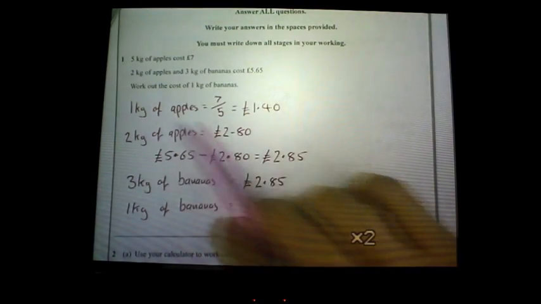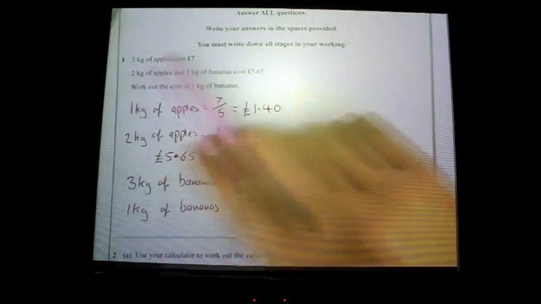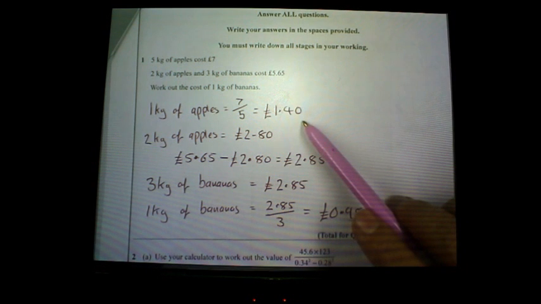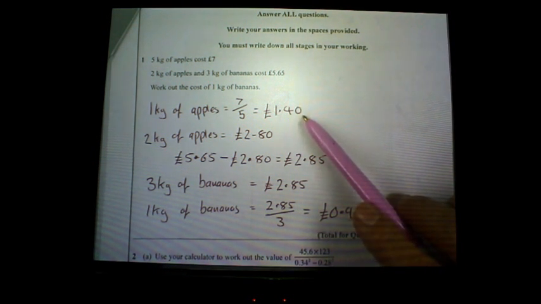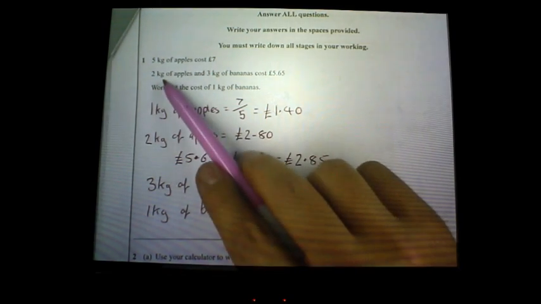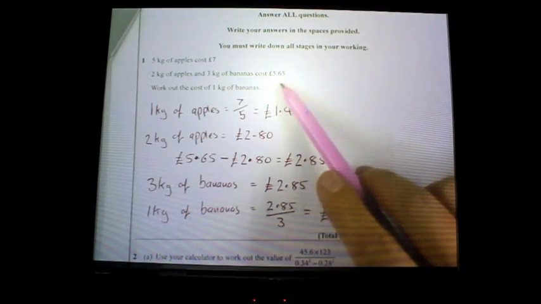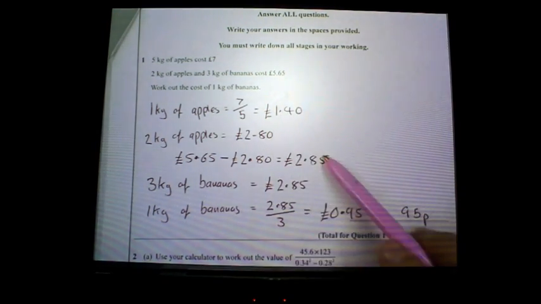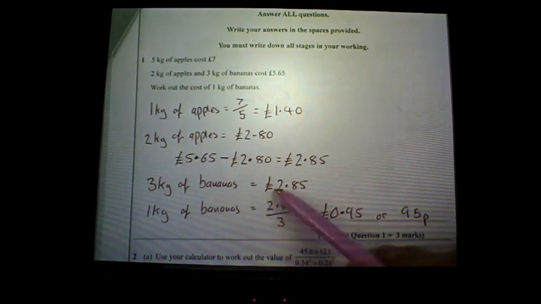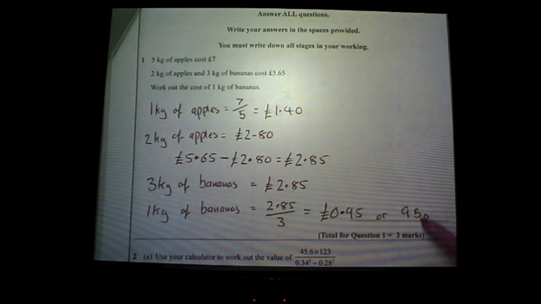First of all, work out the cost of 1 kilogram of apples, so £7 divided by 5, because there's 5 kilograms. That will give you £1.40 per kilogram of apples. Double it, you get £2.80. So you can take off the cost of apples from here, so that will give you 565, take away 280, so 3 kilograms of bananas is 285, divide it by 3, it's 95p, doesn't matter how you express it.